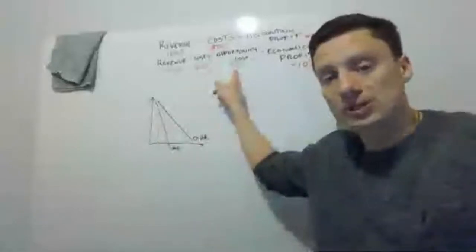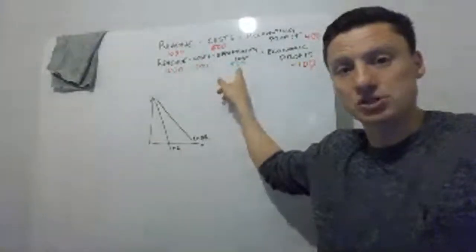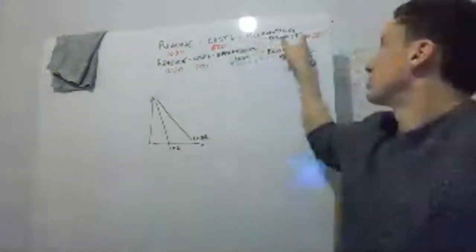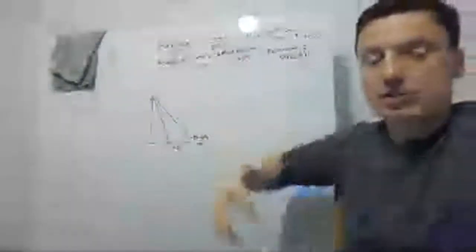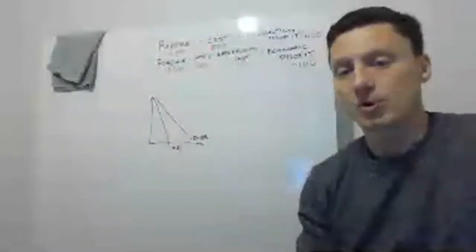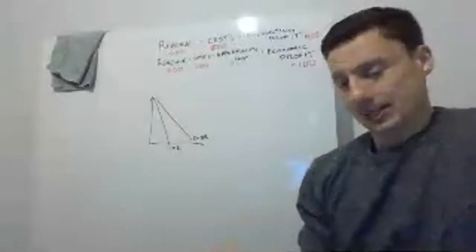Go and reallocate your resources into that other industry, because in that industry we'd be making 500, whereas back in this industry we're making 400. So it's time to leave, time to reallocate the resources somewhere else. So that's why we have the economic profit, okay?